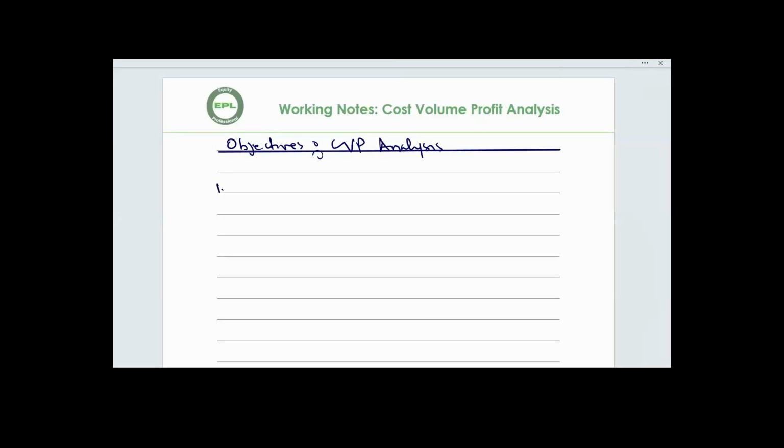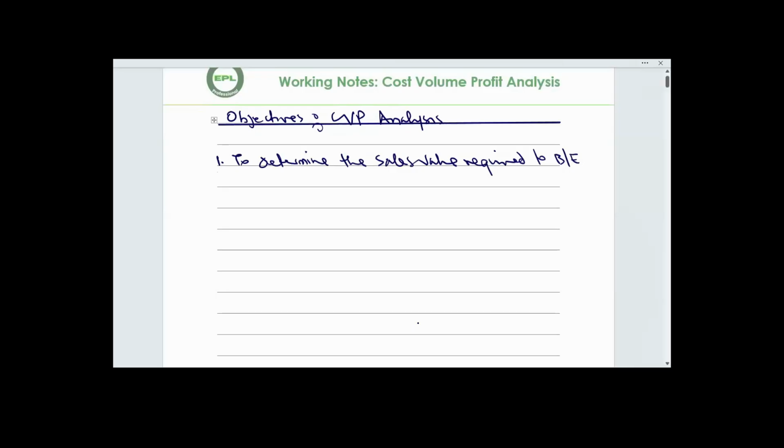The first objective is to determine the sales value required to break even. How do you determine the sales value required to break even? Like I mentioned to you the other time, management may want to know how much sales they are going to make in the market for them to be able to break even. So to do this, how do you determine it?